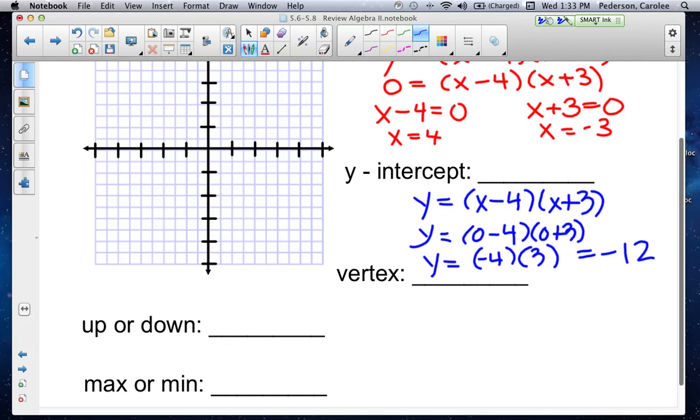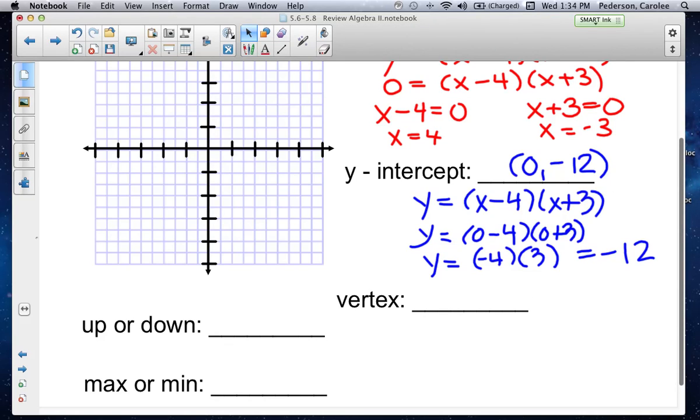Now, if you did the other way where you converted it to standard form, or if it was in standard form, the C is the y-intercept. So what is the y-intercept here as an ordered pair? Yes, 0, negative 12.